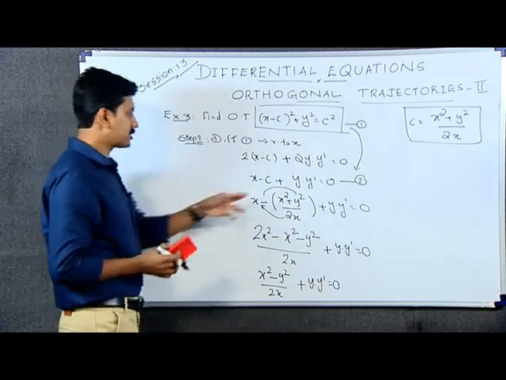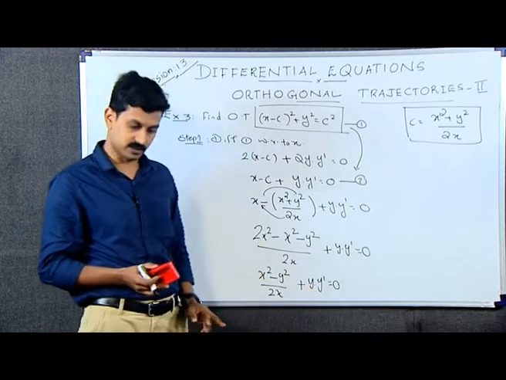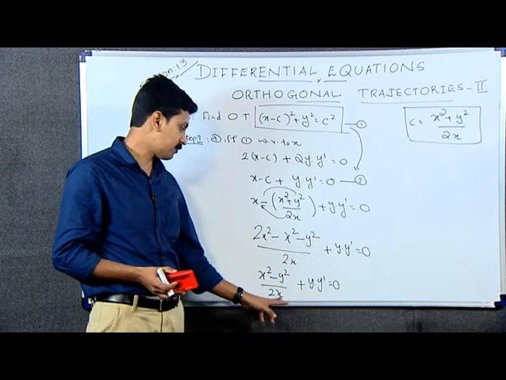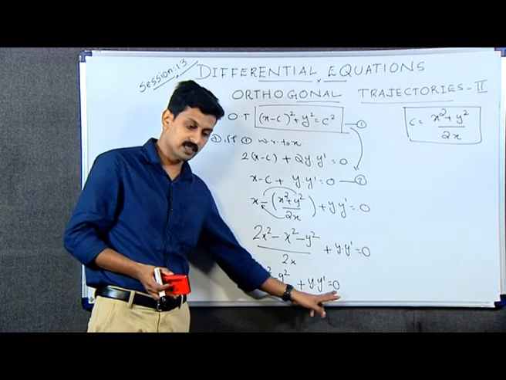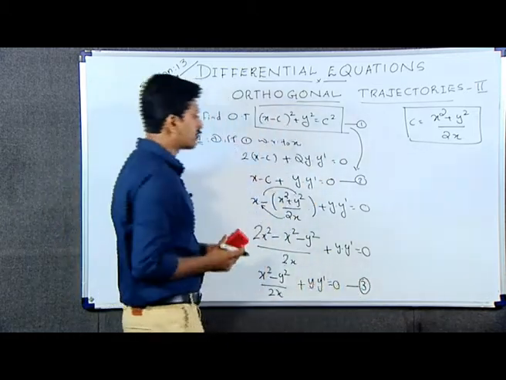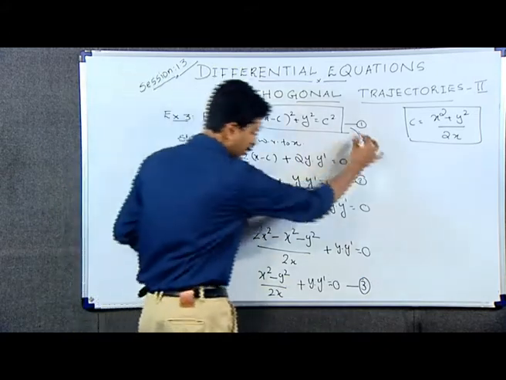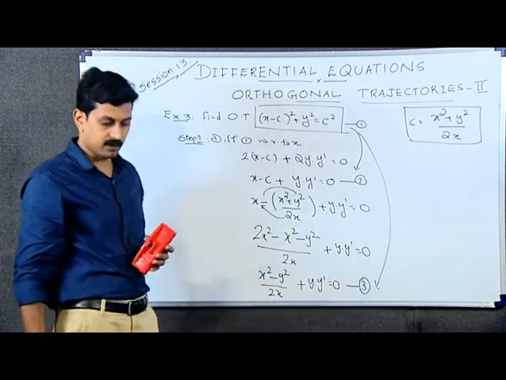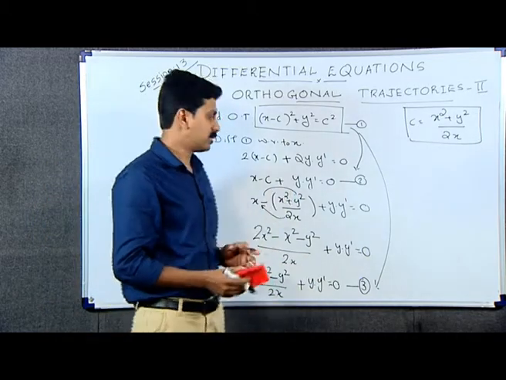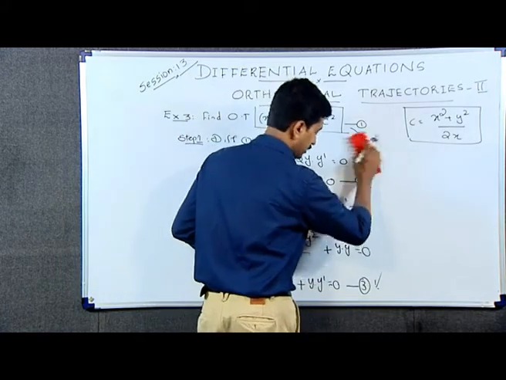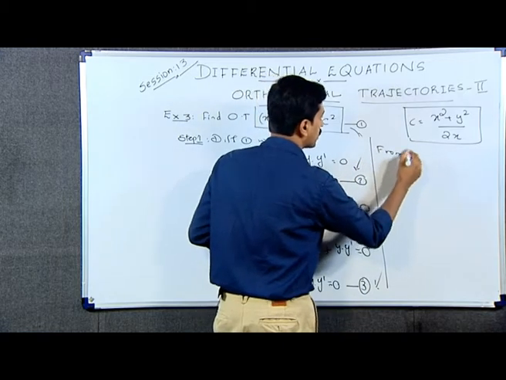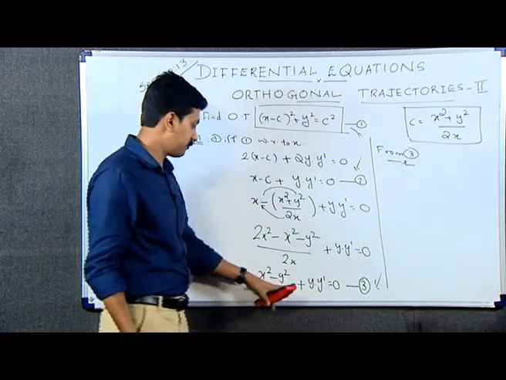So, we replace our equation 2 with a new differential equation: (x square minus y square) divided by 2x plus y dash equal to 0. I am taking this as equation number 3, which is also a differential equation corresponding to equation 1. So, from here we have got a differential equation corresponding to 1, and from 3 we have y dash.